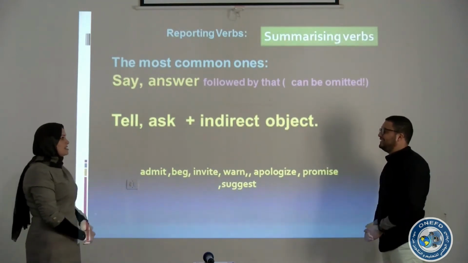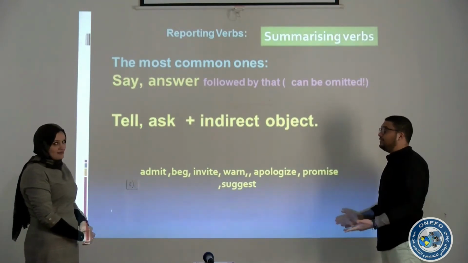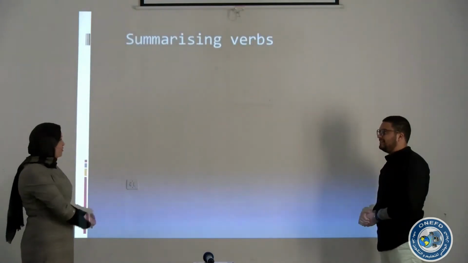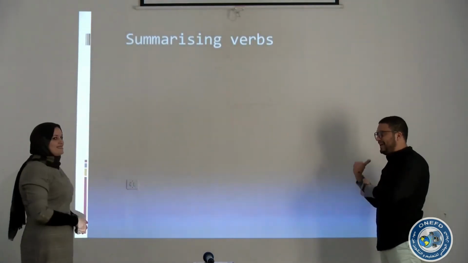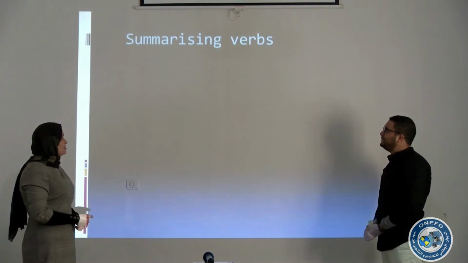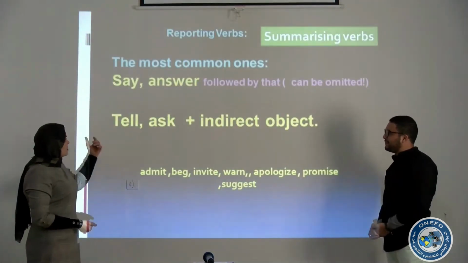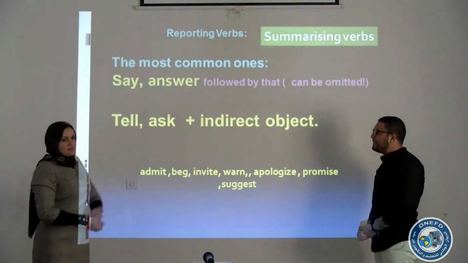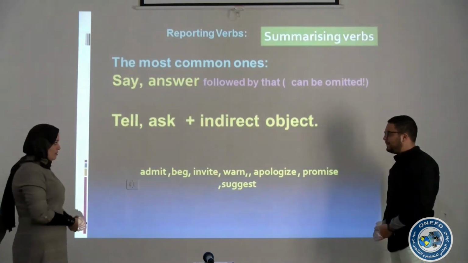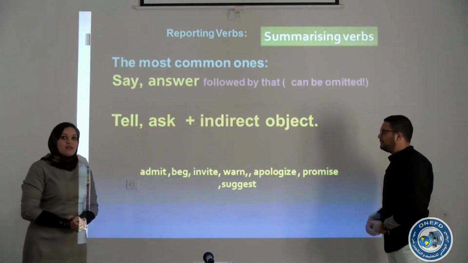If we use tell and ask, what do we need? We need the indirect object. You remember we said that before. Tell me, tell them, tell him. Come back please to the rule. So we repeat tell and ask plus the indirect object with all the different kinds of summarizing verbs.